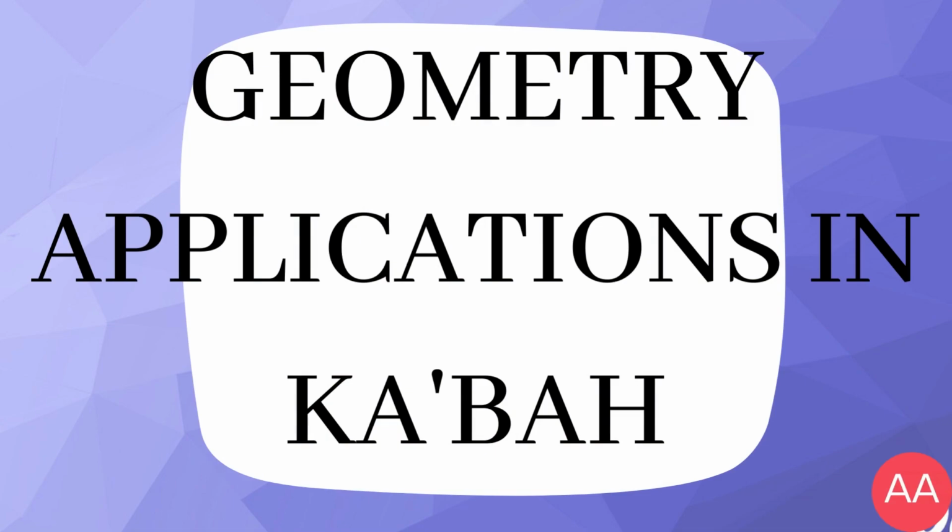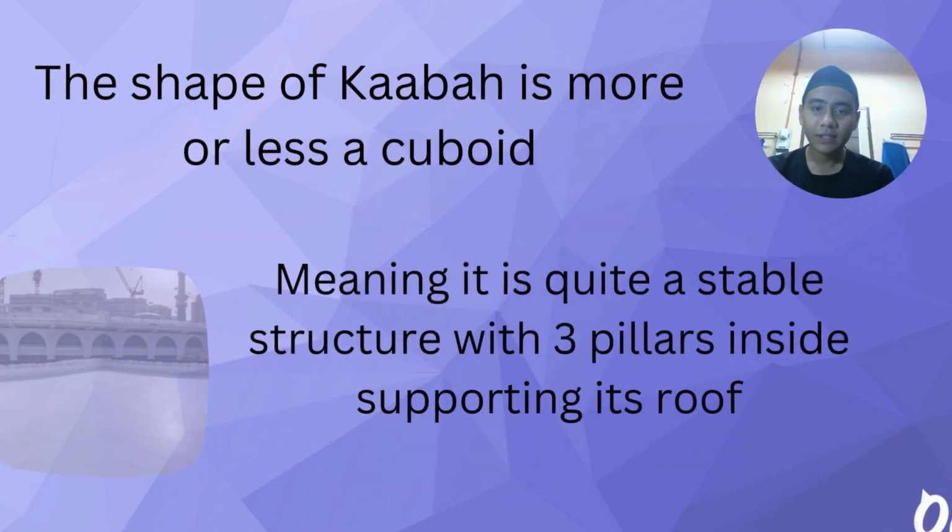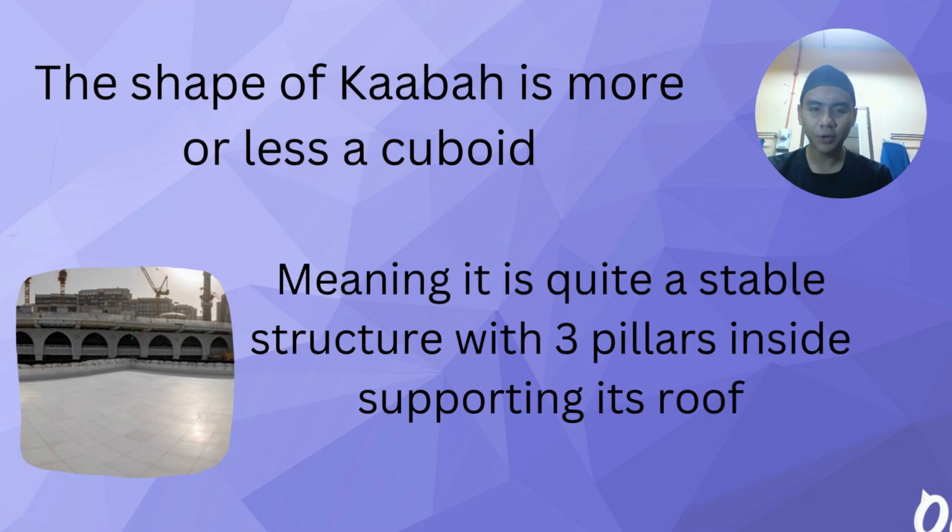Geometry applications in Kaaba. The shape of Kaaba is more or less a cuboid, meaning it is quite a stable structure with three pillars inside supporting its roof.